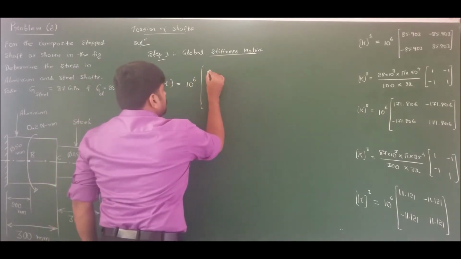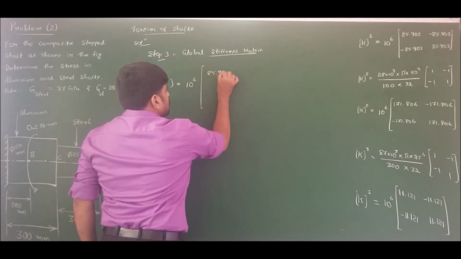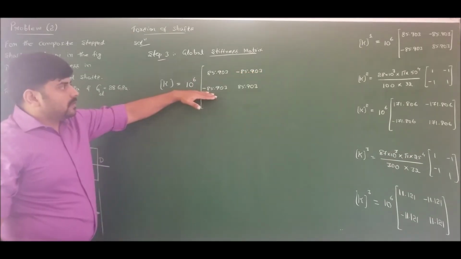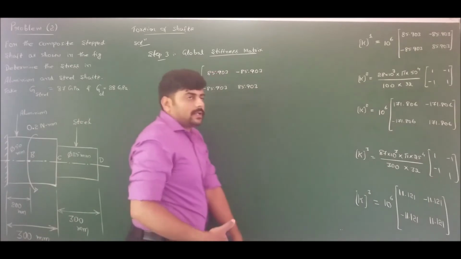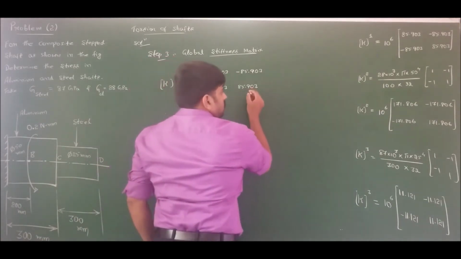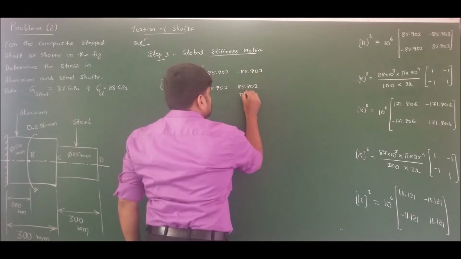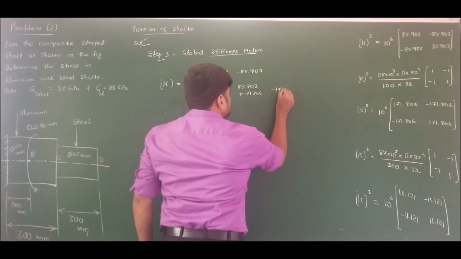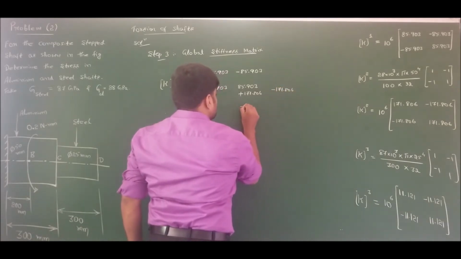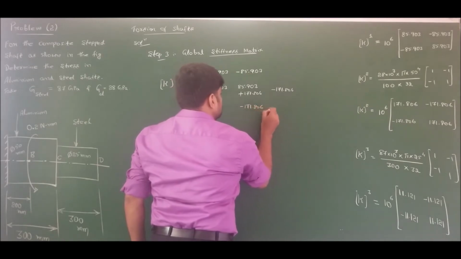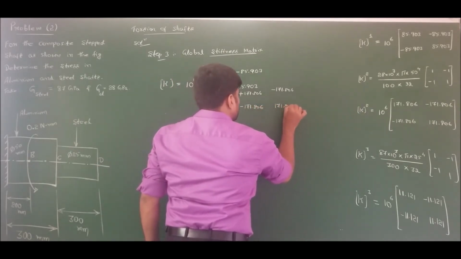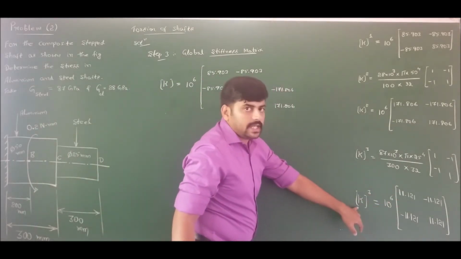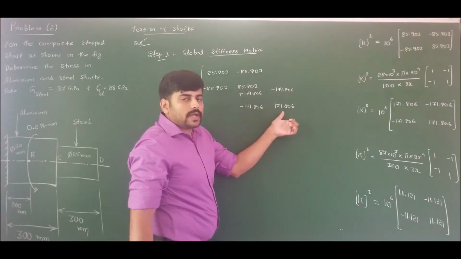Entering the values of element 1, we have 85.903 minus 85.903. Now I should add K11 of element 2 to the K22 of element 1. If I do that, I will get plus 171.806 minus 171.806 minus 171.806 plus 171.806. Now I should add K11 of element 3 to K22 of element 2.